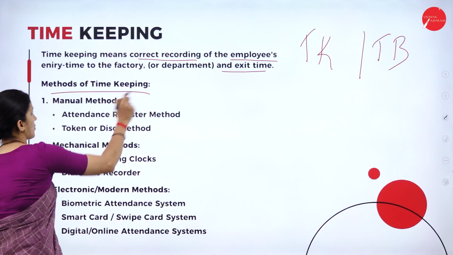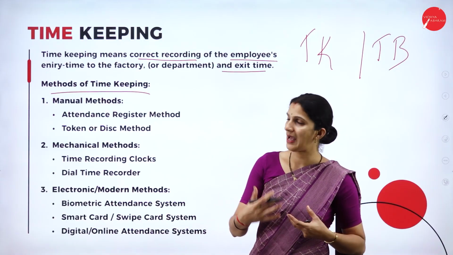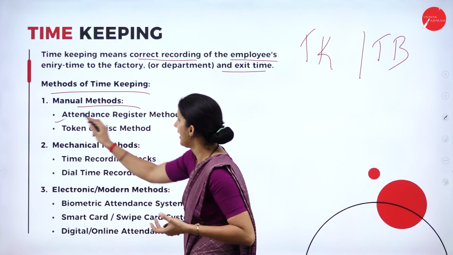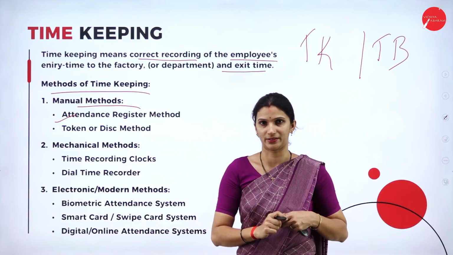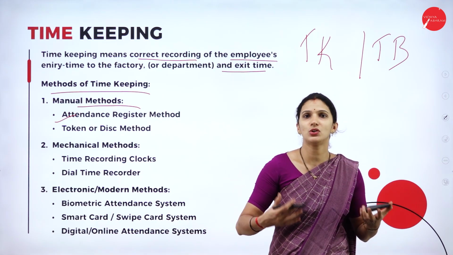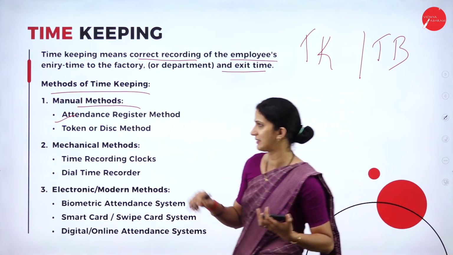So what are the methods of timekeeping that factories will have? One is the manual method. Here, one we have the attendance register method. Attendance registers will be maintained in order to record all the employees' arrival time and departure time. That is one simple method that we have.